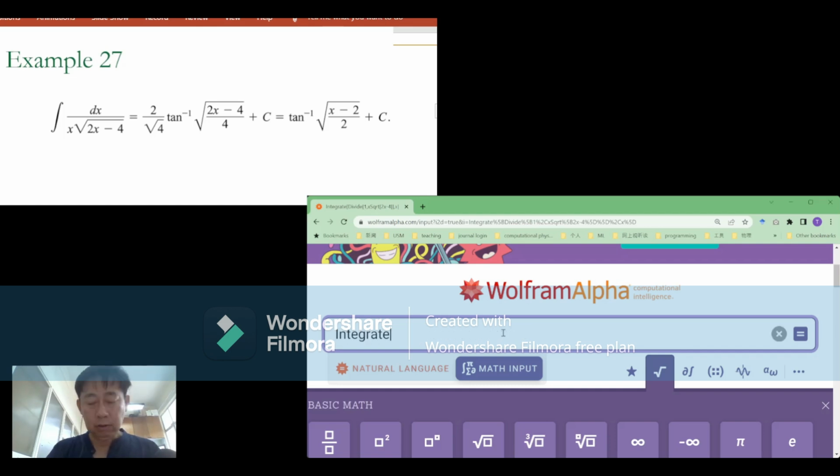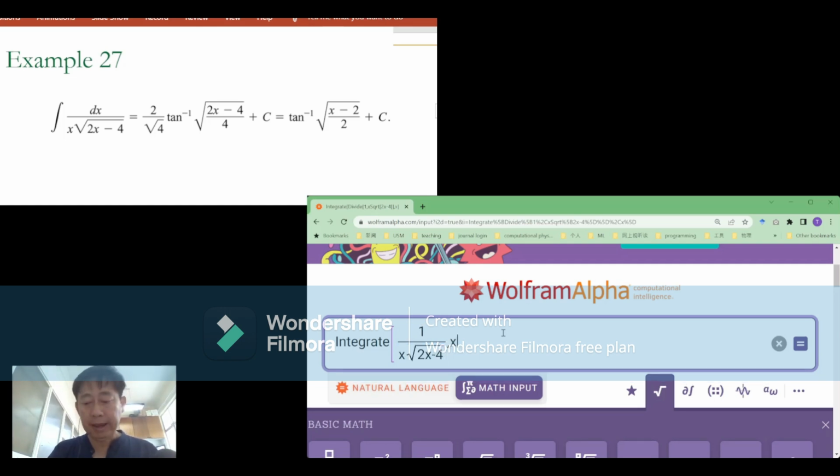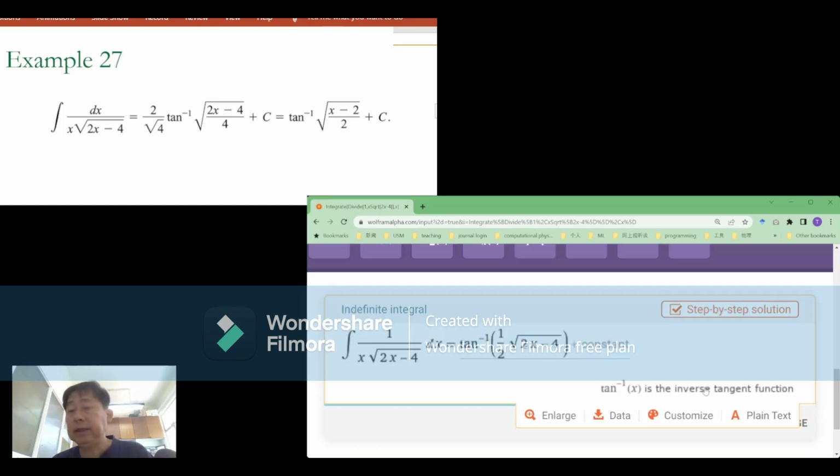Capital integrate open left square bracket 1 over x capital SQRT left square bracket 2x minus 4 close right square bracket comma x close right square bracket. That completes the definition of the integral. Press shift enter. So you can see that the integration result as produced by Wolfram Alpha is exactly the same as the one shown in example 27 in the PowerPoint.